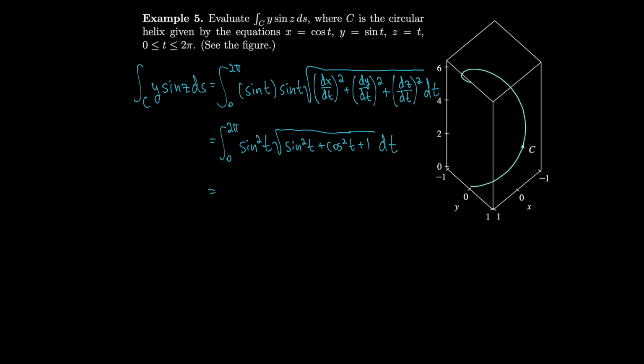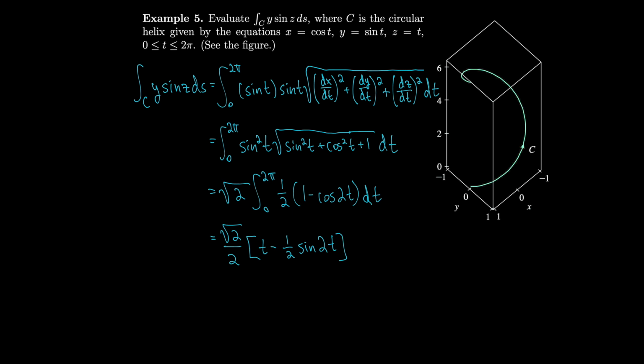So that means that this entire thing becomes square root of 2, because this is 1. So I'll just pull out the square root of 2. And left I have the integral from 0 to 2 pi of 1/2 (1 minus cosine 2t) using my half angle formula. That's how we evaluate our trig function squared, and we get square root of 2 over 2 times t minus half sine 2t from 0 to 2 pi, which is just square root of 2 times pi.